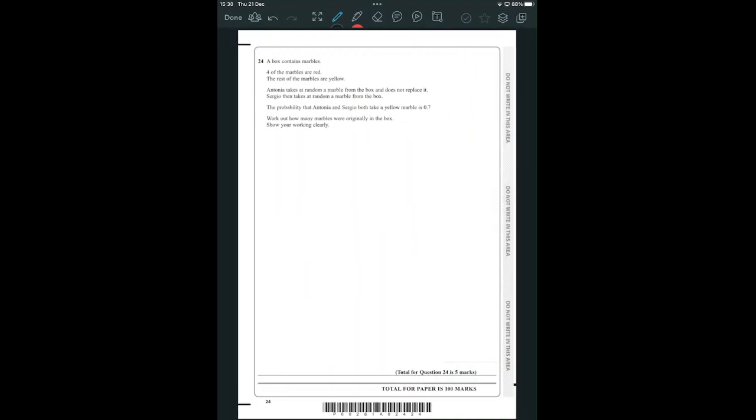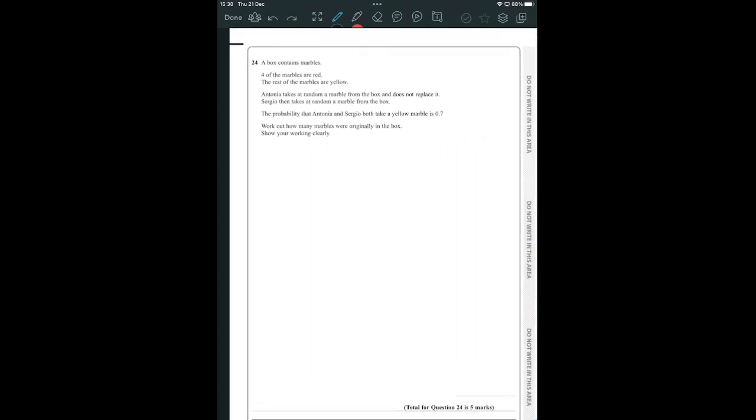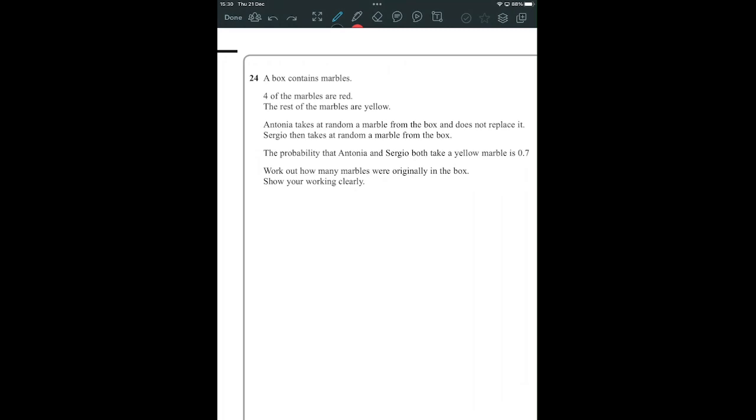Question 24, and we see the total marks at the bottom. This is our very last question of the paper. We have a box of marbles. 4 are red, the rest are yellow. Straight away my mind has gone to, this is going to be an algebraic tree question. We're going to take a marble and not replace it.